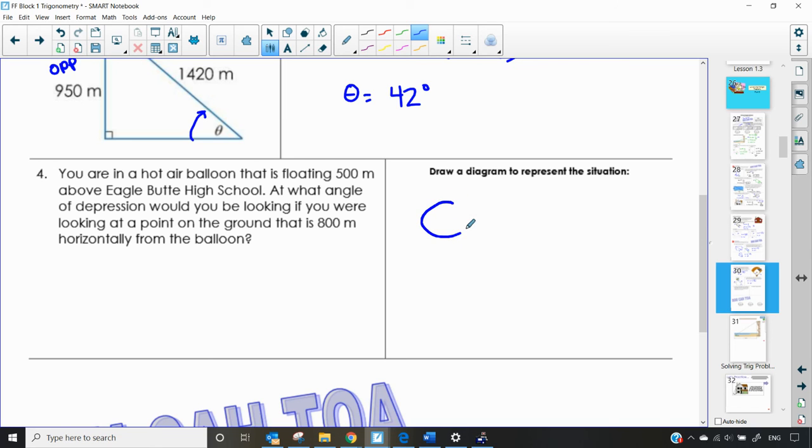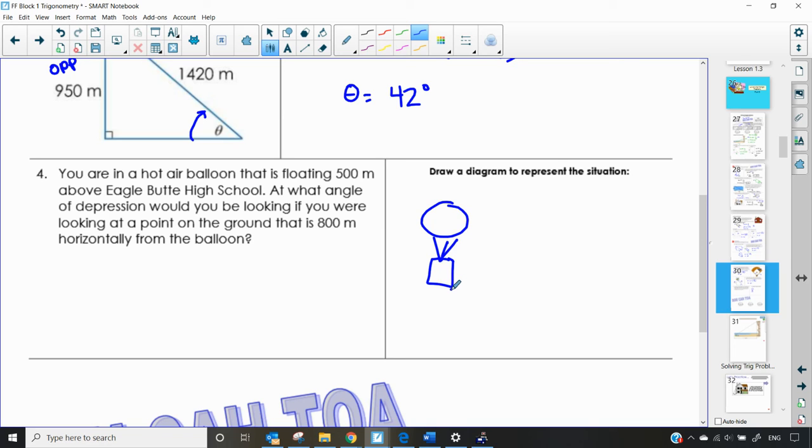So we start off with our very fancy balloon because I'm a super awesome artist. Not so much. Drawing is not what I'm expecting. I'm not expecting masterpiece drawings. I just want a nice, simple diagram with all of your important information labeled.